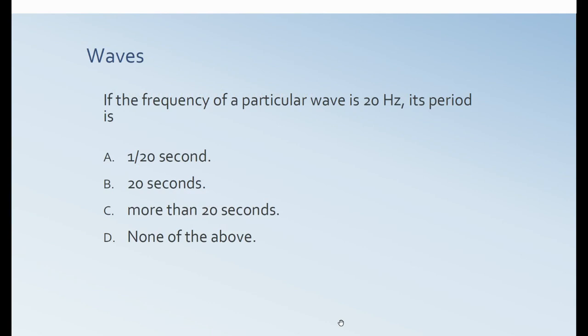So let's say the frequency of a particular wave is 20 hertz. What would its period be then? We know that its period is 1 divided by the frequency. So its period would be 1/20th of a second.